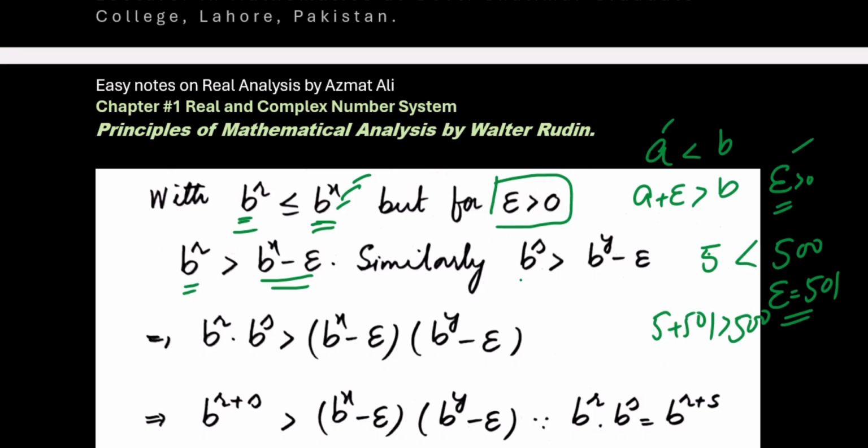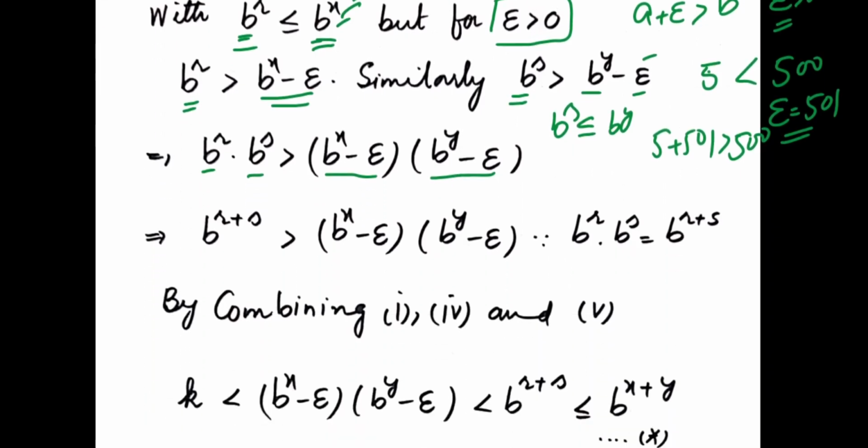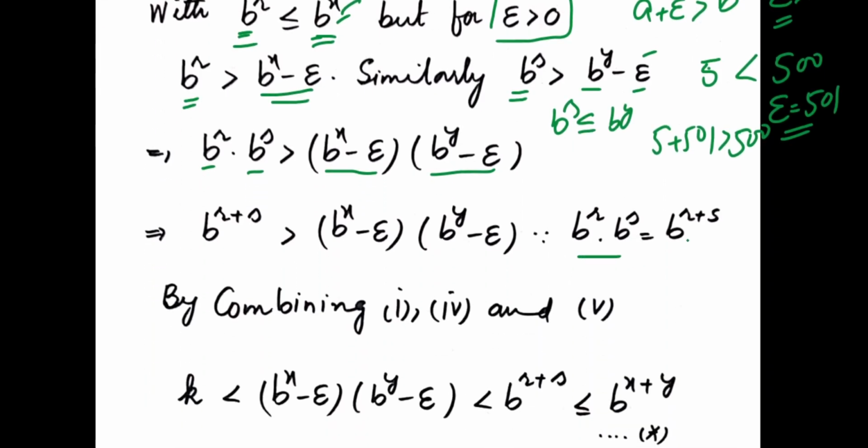Similarly, I can say that b raised to power s is greater than b raised to power y minus epsilon. Initially, b raised to power s is less than or equal to b raised to power y. So when I subtract this epsilon from the larger side, I can obtain the inequality b raised to power s is greater than b raised to power y minus epsilon. Multiplying both sides, we have b raised to power r into b raised to power s greater than b raised to power x minus epsilon into b raised to power y minus epsilon. Using the law of exponents for rational exponents, I can combine this: b raised to power r plus s is greater than b raised to power x minus epsilon into b raised to power y minus epsilon.